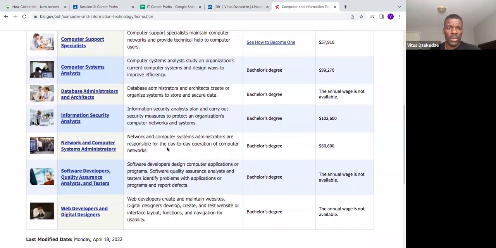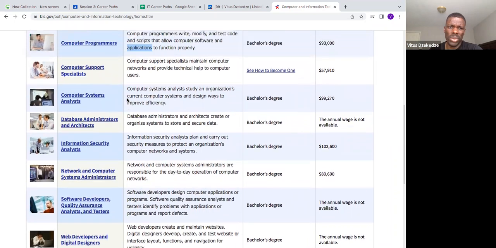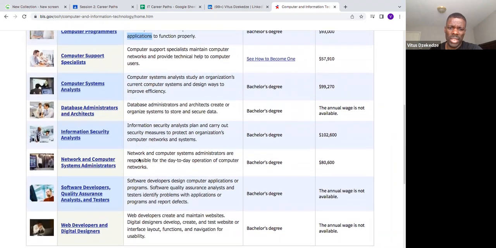Okay. So next up, we have network and computer systems administrators. So what is a network? It's just a connection of computers. These computer system administrators are responsible for the day-to-day operations of our network and computer systems. Finally, we'll talk about software developers, quality assurance analysts, and testers. Very similar to computer programmers, but the difference is that software developers design computer applications and programs. They also test the software to make sure that it doesn't have any problems or defects, and that it works perfectly as expected.